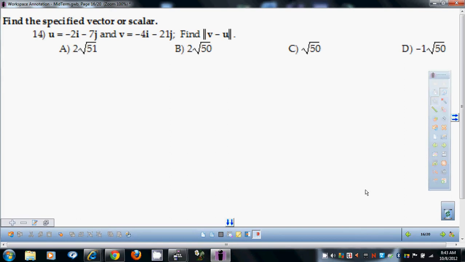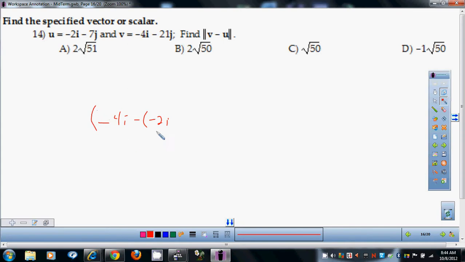Yes, ma'am. Haven't you already spoken? Fine. Very good. Like terms. V minus u, like terms. Negative 4i minus negative 2i. So that's negative 4i plus 2i, which is negative 2i. Negative 7j minus 21j. So minus a negative will make that plus 14j.